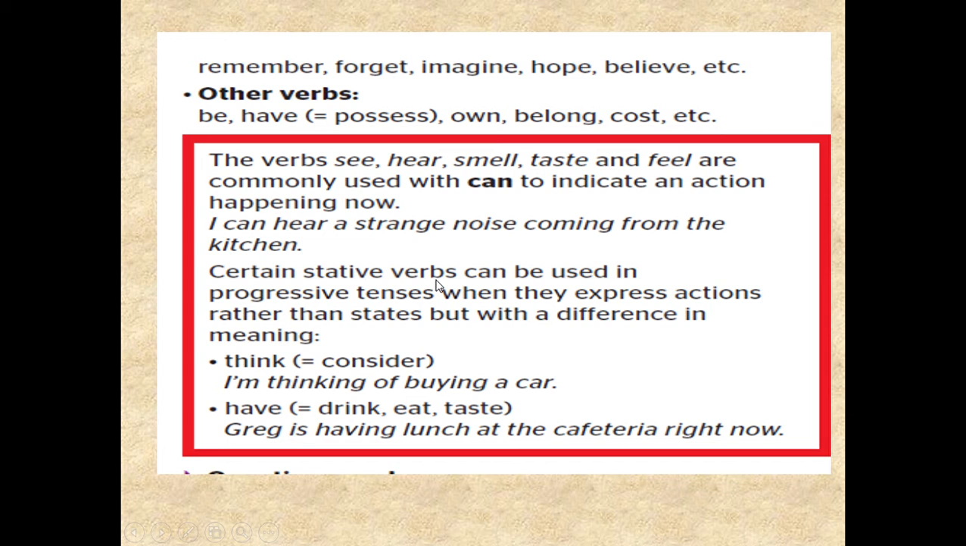Certain stative verbs can be used in progressive tenses when they express actions rather than states, like the verb think, when it means consider. I'm thinking of buying a car. And the verb have, when it means drink or eat or taste. Greg is having lunch at the cafeteria right now.